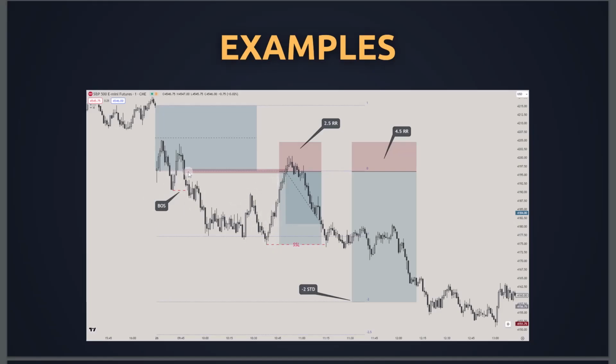What do we see here? We can see that we have a fair value gap here after breakout structure. So this is a high probability one. We could simply enter from here, stop loss above the high.